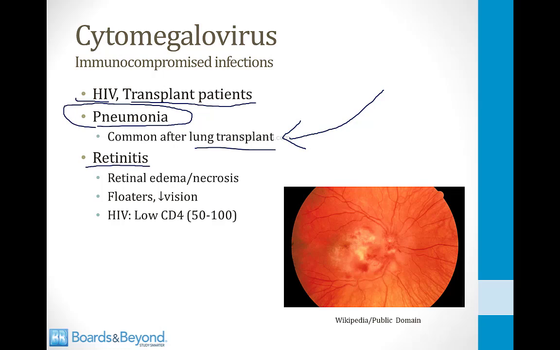The CD4 count has to get to about 50 to 100 for this infection to occur. These patients will have retinal edema and necrosis, and they will complain of floaters and poor vision. And this is a picture of the fundoscopic exam of someone with CMV retinitis, and it's often described as looking like a pizza pie in the back of the eye.